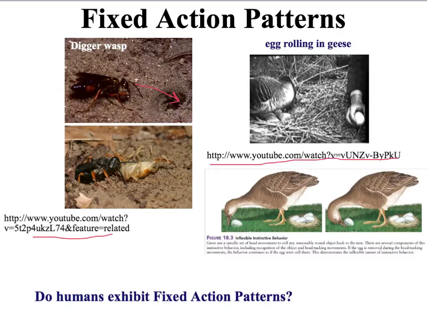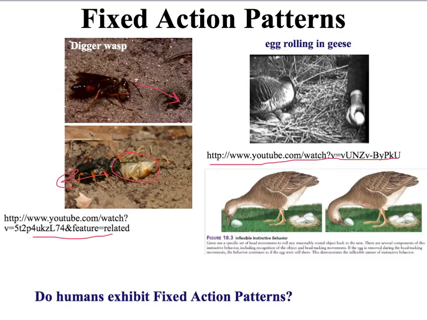But while the digger wasp is in there, if a researcher takes that prey and drags it away a few inches, the wasp will come out, find the prey, bring it close to the opening of the nest, and start that pattern all over again from the very beginning. That's why this is called a fixed action pattern: it's a pattern that is usually taken to completion, the whole sequence, and you can't stop it once it's started.